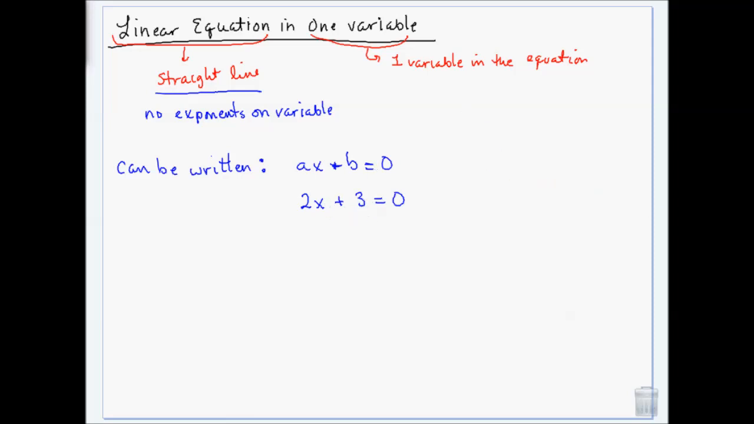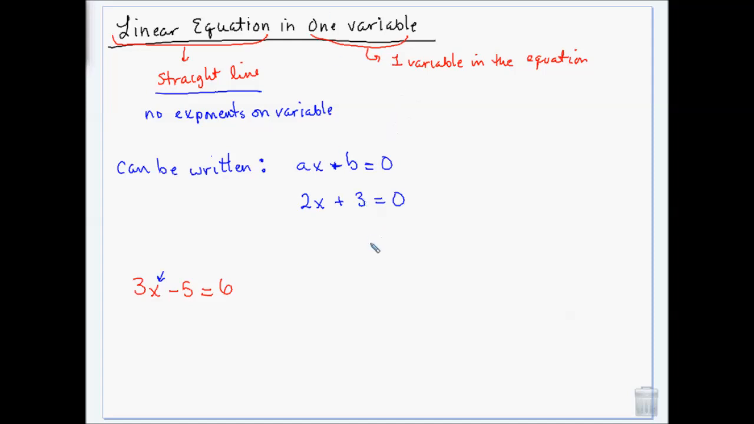Another linear equation, that's linear. And the way I know it's linear, no exponent. And it's only got one letter. So that's what we're dealing with right now. As far as how to solve them, we'll get there in just a second. Okay?